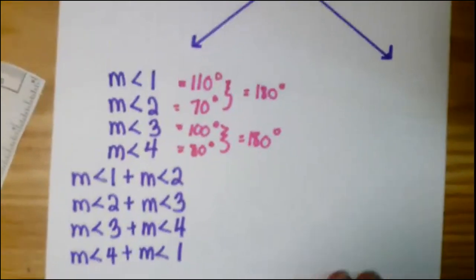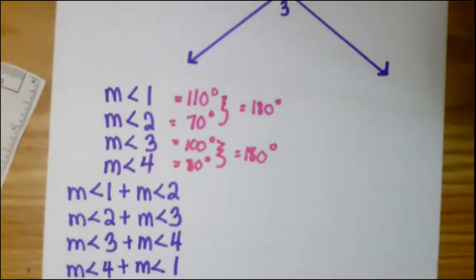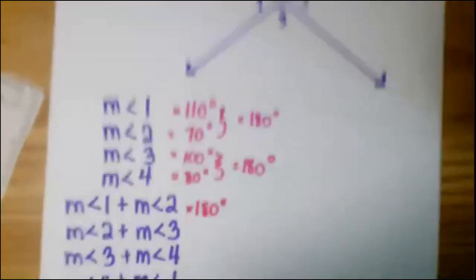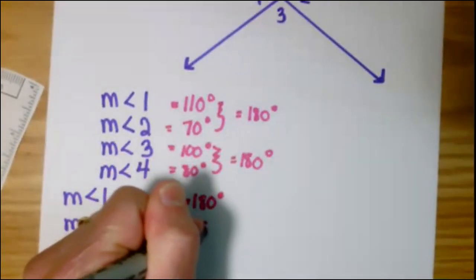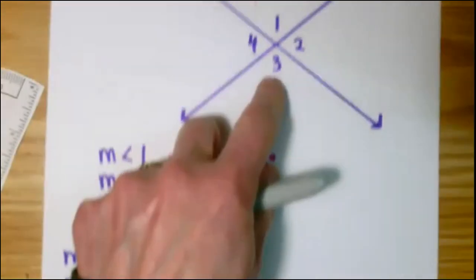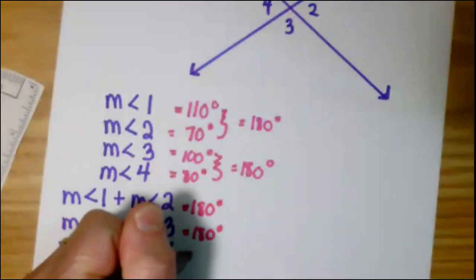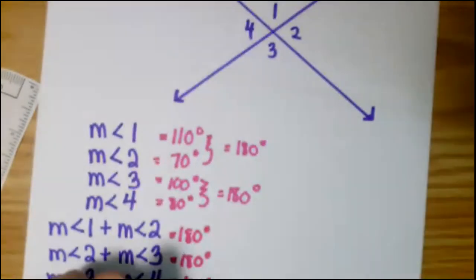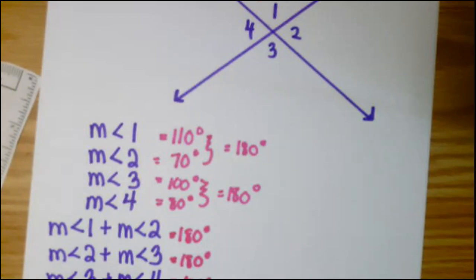Okay, the measure of angle 1 plus the measure of angle 2 we've already done. They equal 180 degrees. The measure of angle 2 and 3 have to equal 180 degrees. Angles 3 and 4 have to equal 180 degrees. And angles 4 and 1 are on a line. They have to equal 180 degrees. I must have measured wrong on something there. Yeah, I think my measure of angle 1 is off.